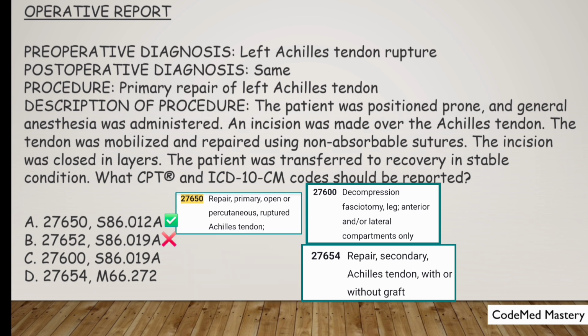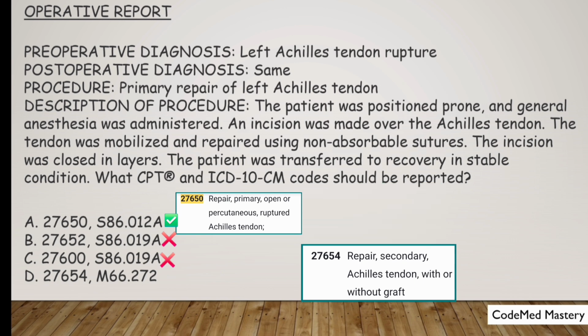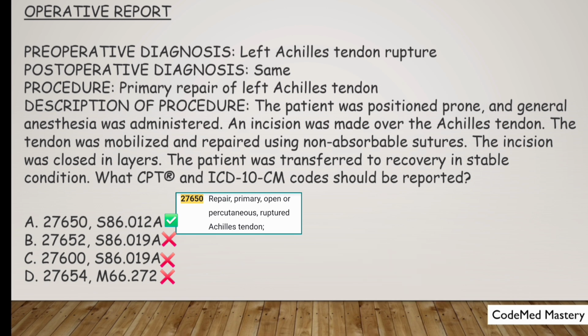Eliminate option B. And the code 27600 is wrong because it is for decompression fasciotomy. That is also not mentioned in the procedure. And the code 27654 in option D, that is wrong because it is for secondary repair. Therefore, by looking at the first code from each option, we could eliminate the wrong answers first. The ICD code in option A, S86.012A, is for strain of the left Achilles tendon, initial encounter. Therefore, the right answer is option A.